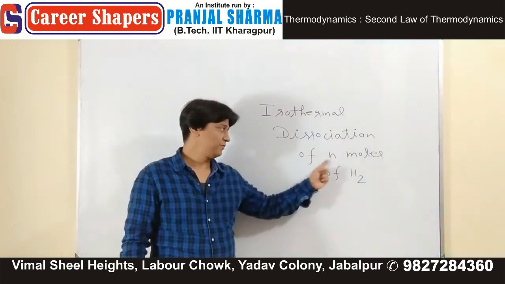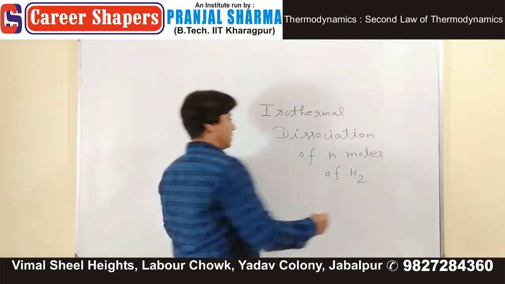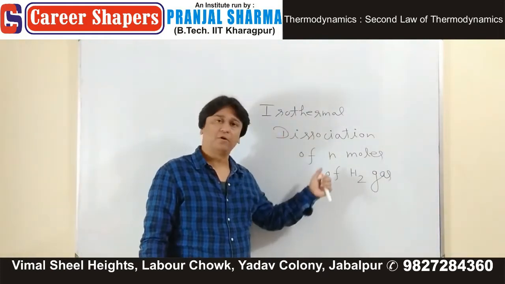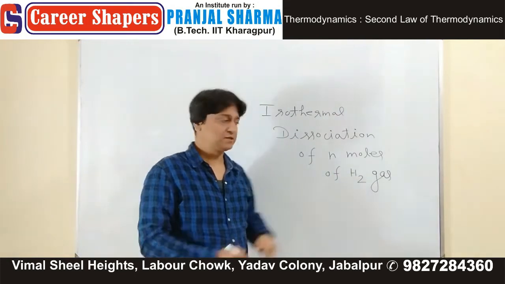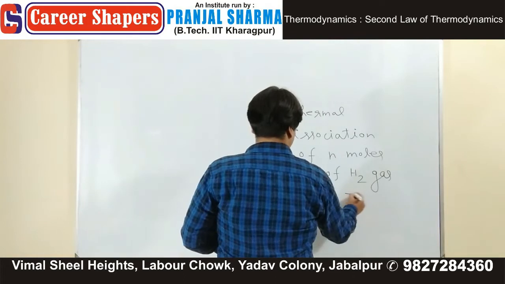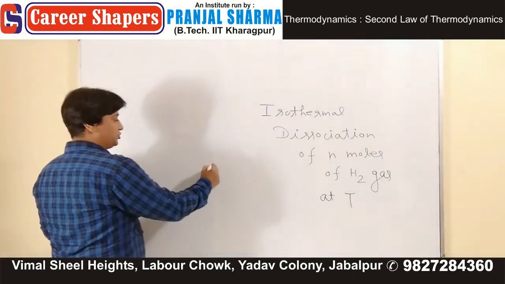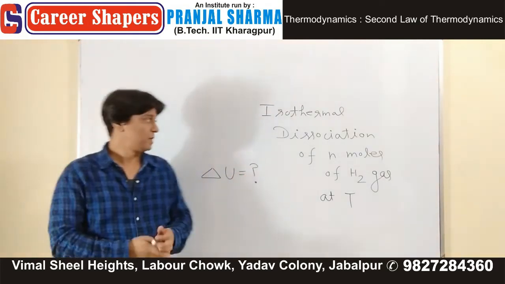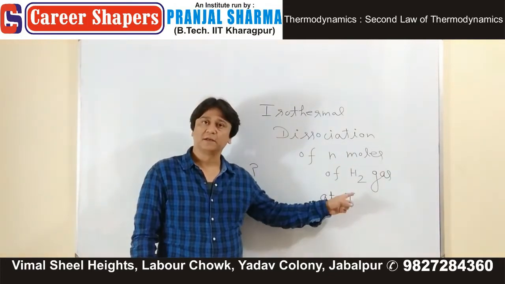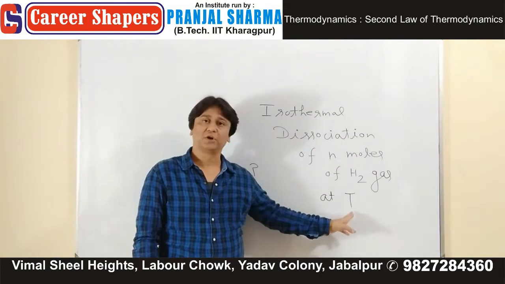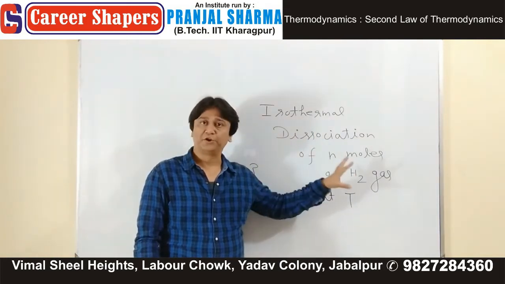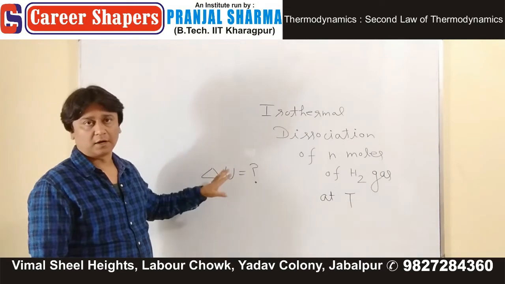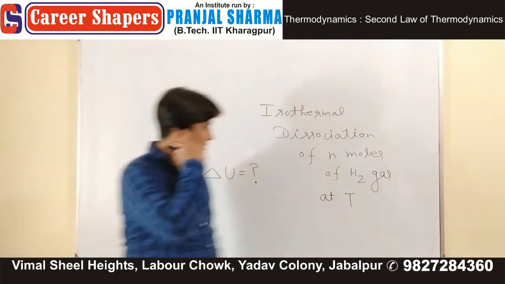There are n moles of hydrogen gas, and isothermal dissociation of n moles of hydrogen gas takes place at temperature T. You need to find the change in the internal energy of the system. Dissociation of hydrogen takes place isothermally at temperature T. So what is the change in internal energy of the system? Answer this.